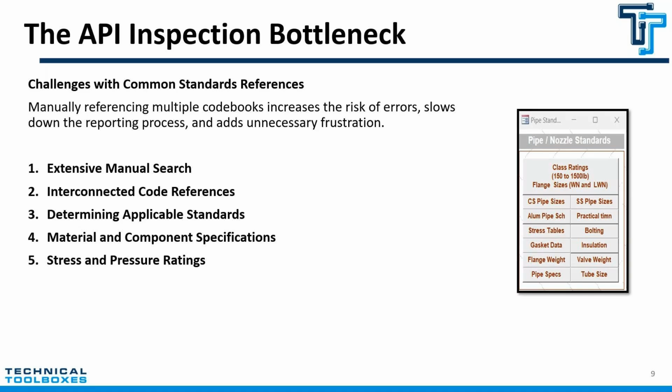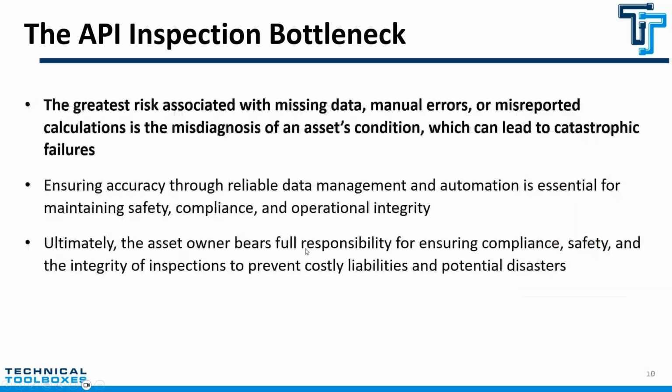Okay, stress and pressure ratings. Inspectors must extract stress values from tables. For example, Table A1 in B31.3, based on code and design temperature. Class rating values, 150 pounds, 300 pounds, 600 pounds. See, all these have so many different variables connected to each of these that you've got to make some determination on. They must be determined based on pressure and temperature conditions, further complicating the process. Okay. So these are some of the things you run into when you're talking about standard codes.